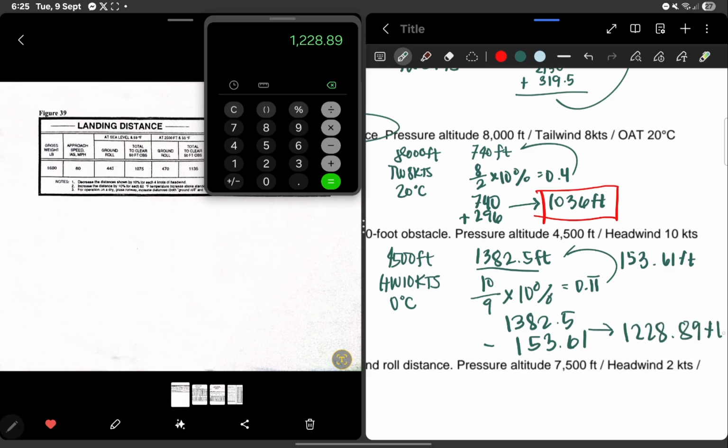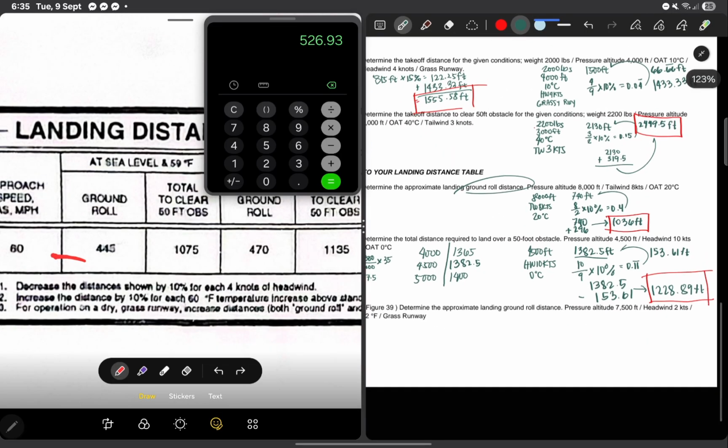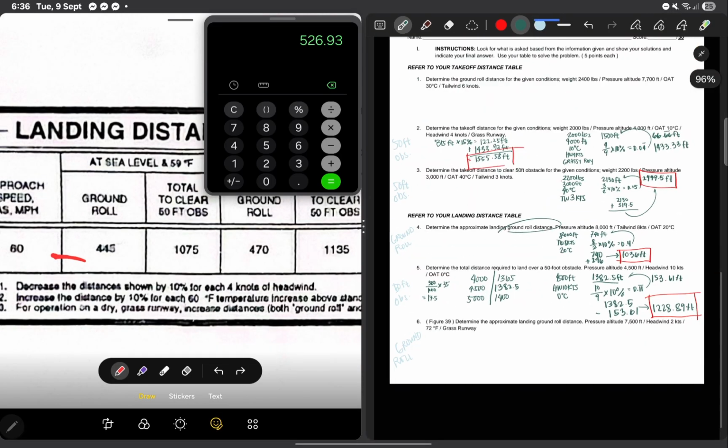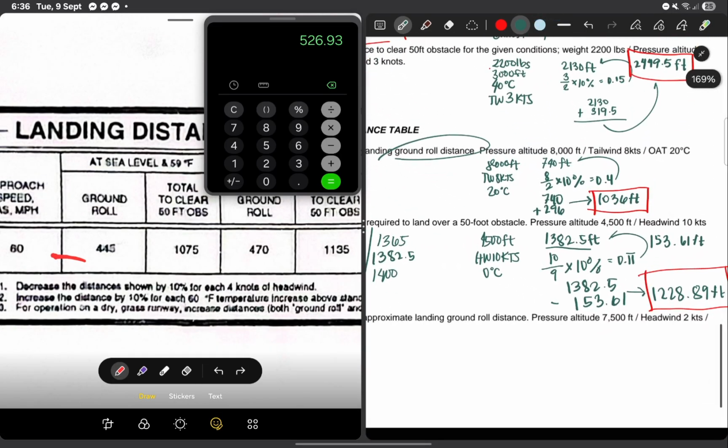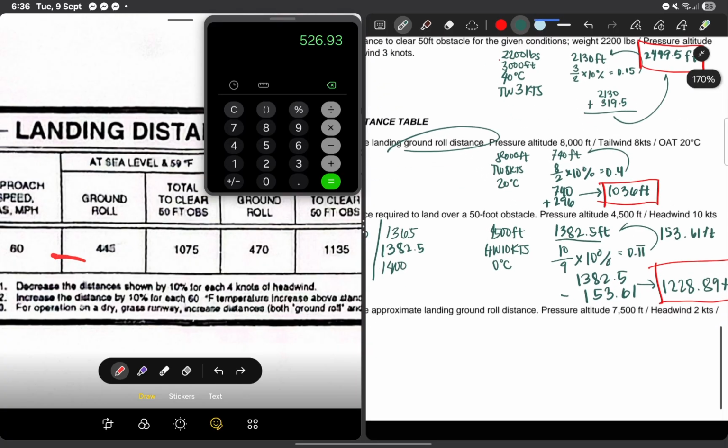1,228.89 feet. So for this number, this is our final answer. Okay, this is actually my second take on number 6 because it's pretty difficult to explain. It is very complicated. So let's go again.